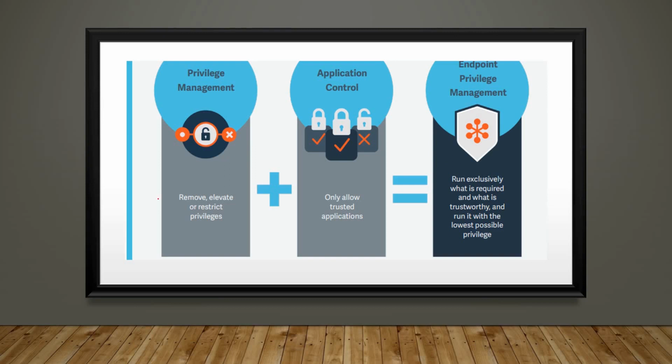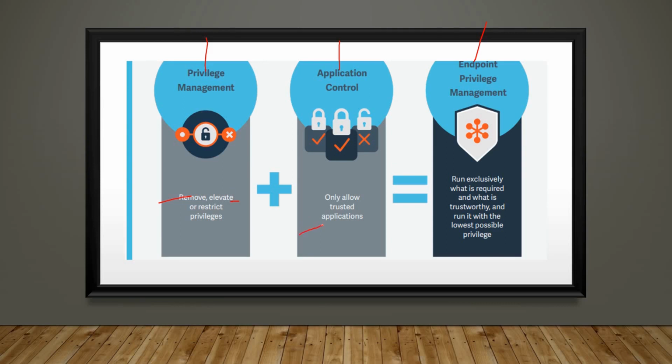So endpoint privilege management is a combination of privilege management and application control. Privilege management says that we should remove, elevate or restrict privileges. So that is exactly what we are doing in EPM. We will see how we are doing it. What we essentially end up doing is we elevate a standard user to an admin, but he is not an admin permanently in the device. He becomes an admin for a specific session, and once that session is over, he goes back to being a normal user. That is what we are doing under privilege management, and it's an application control technology.